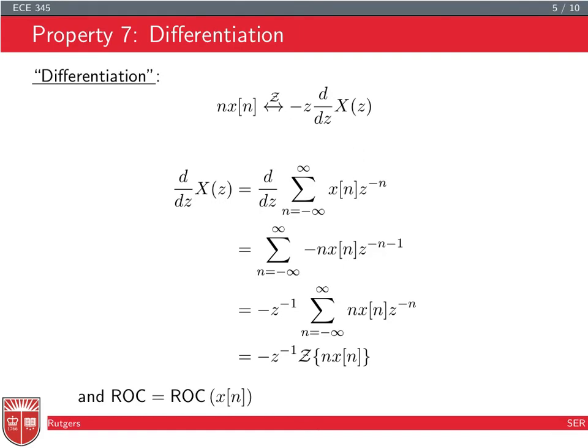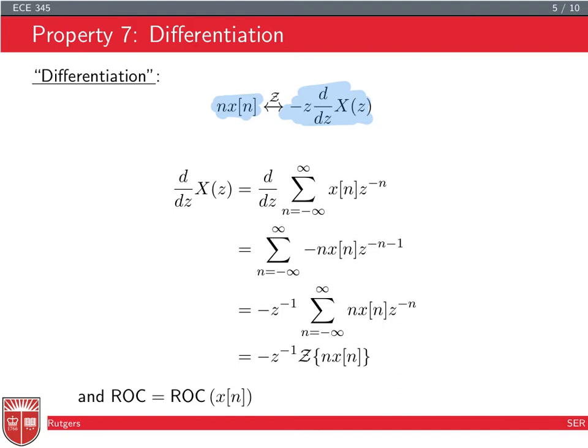The seventh property is the property on what we refer to as differentiation, and it says the following, that the z transform of a signal that is n x of n is actually minus z, the derivative of x of z with respect to z. And here I have the proof. It just follows from the definition. And the ROC is still the same. Maybe a small example will clarify what's going on.